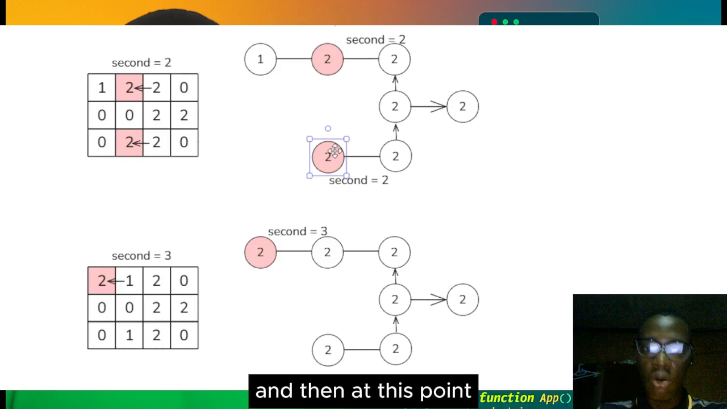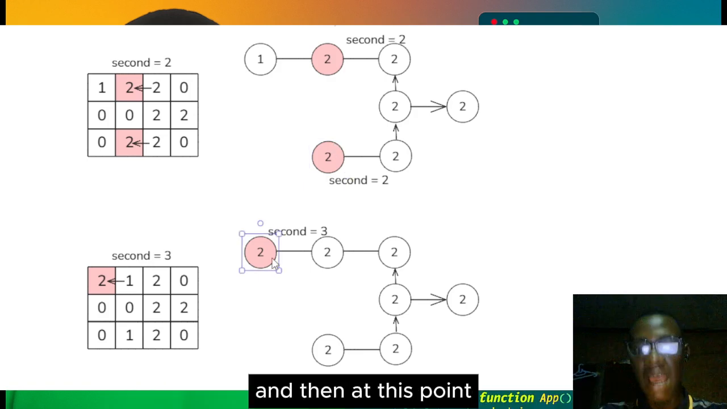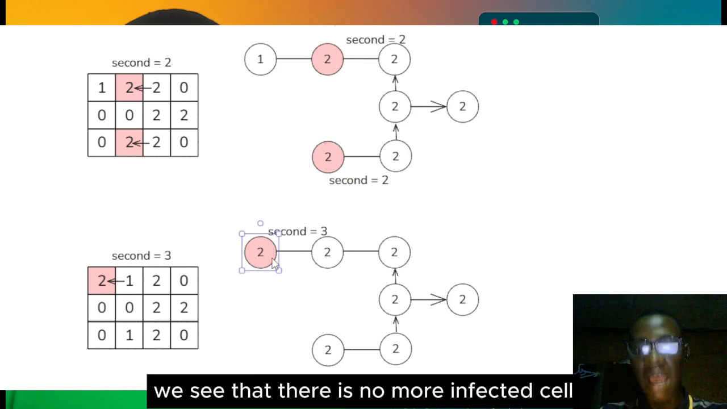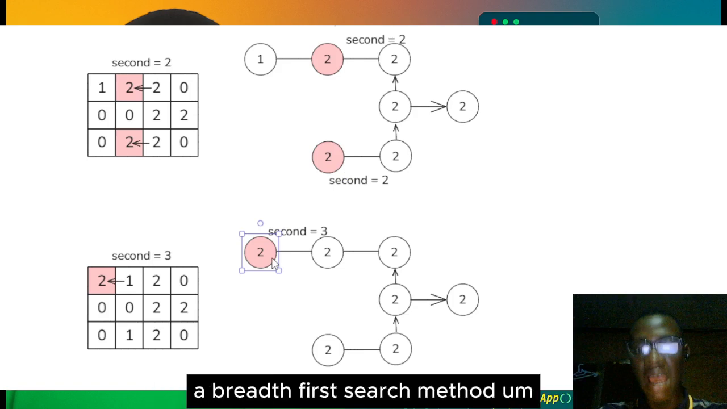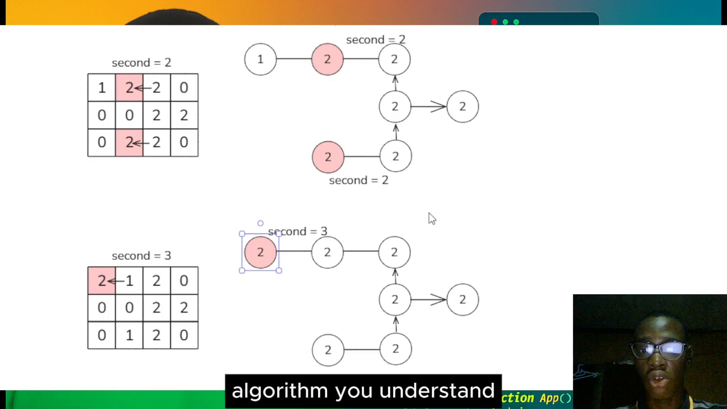And then at this point we see that this is just the only one infected, right? And then at this point we see that there is no more infected cell. So looking at this, we see that it follows a particular type of breadth first search method, which is actually a graph traversal algorithm. You understand?